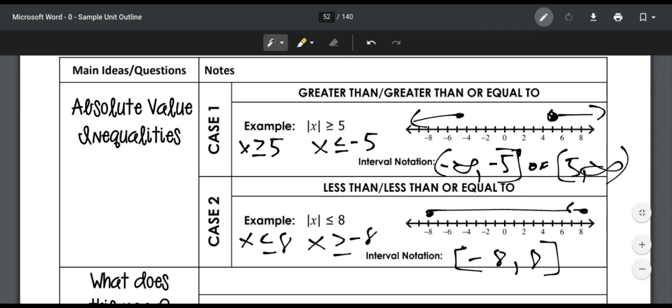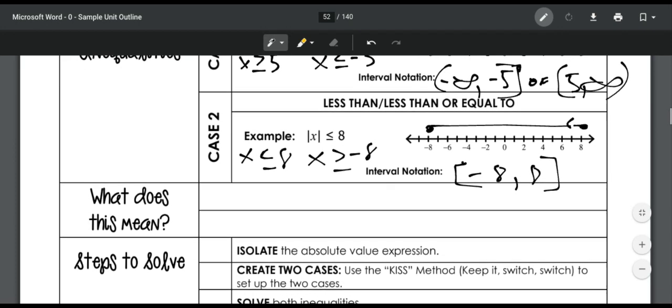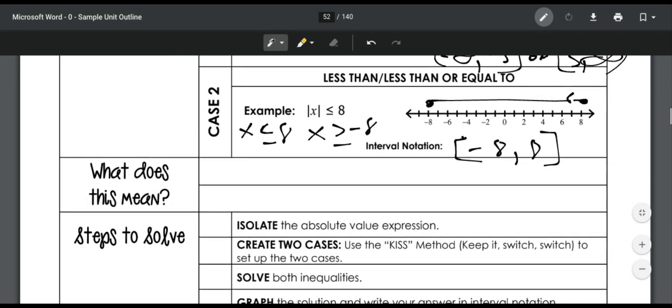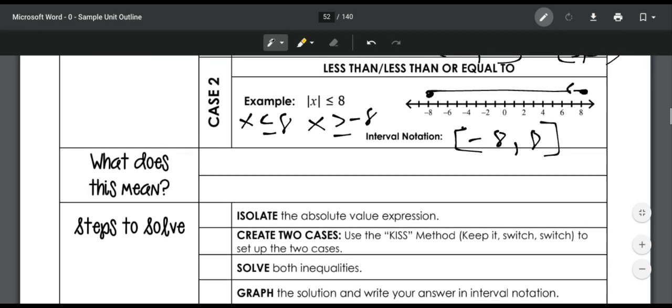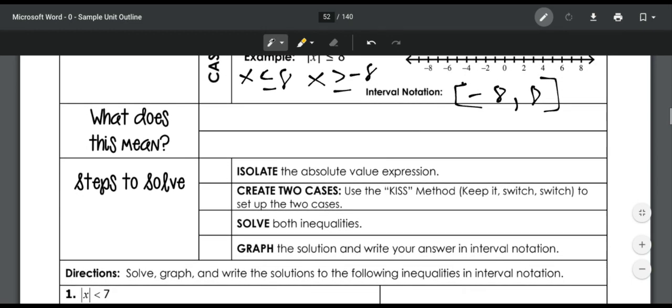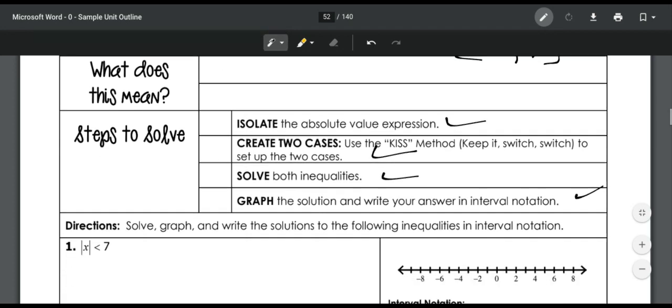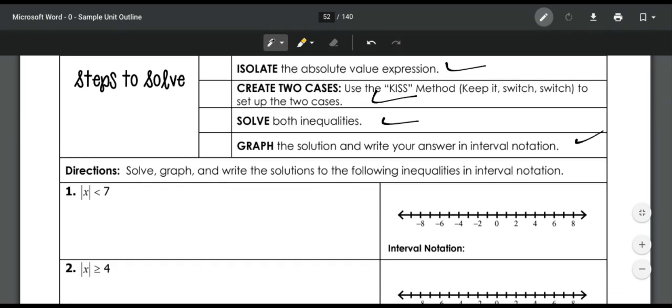Okay, so they'll get harder, obviously. So we need to isolate the absolute value expression, and then we create two cases like we did, and then you solve both inequalities and graph them. And I'm going to pause for Mr. E again. Okay, so we will go down and do the first one.